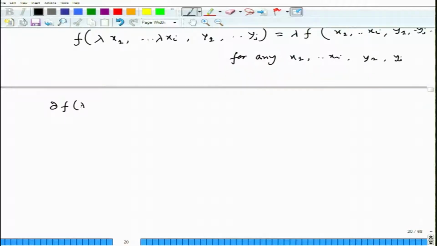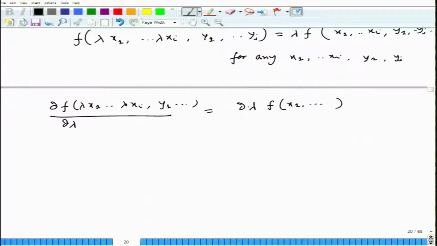and just take its derivative, del f of lambda x1 till lambda xi and y1 till yj with respect to lambda. So, we are taking a derivative of f with respect to lambda. Knowing this Euler theorem, we can write this expression as del by del lambda of f of x1 till y1 and so forth. Now, this is with respect to lambda, thus this is nothing but f of x1 xi comma y1 till yj. All right. So, this derivative of f with respect to lambda is nothing but simple function f.